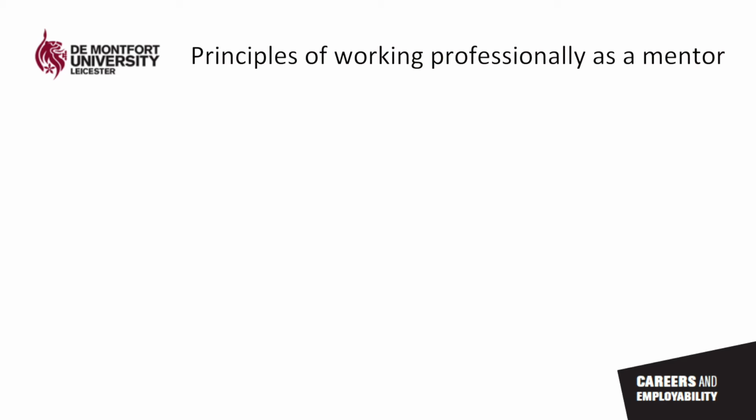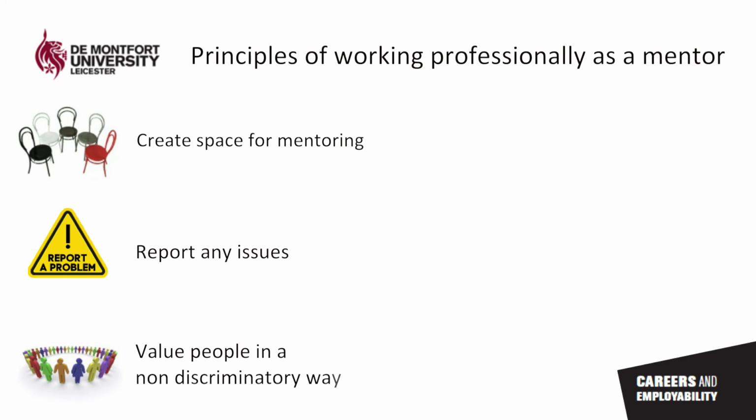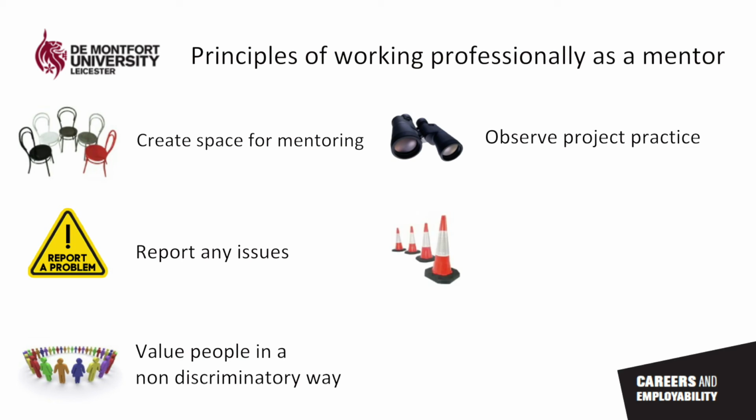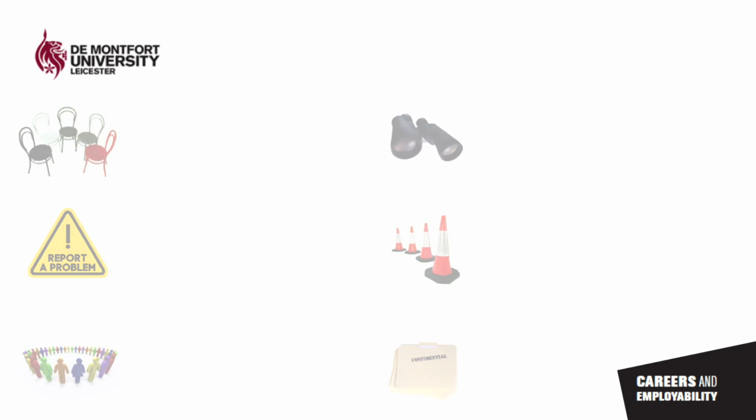Some great examples are working to ensure that mentors and mentees have a dedicated space to discuss their needs. Making sure mentors and mentees report any issues they come across to the project that have the potential to cause harm. Respecting, accepting and valuing mentees in a non-discriminatory way. Observing and practicing the guidance offered by the Employability Mentoring Project. Setting up and working within professional boundaries with your mentee. Observing and maintaining confidentiality at all times. These are just a few professional principles, but all important ones to help you work together professionally.